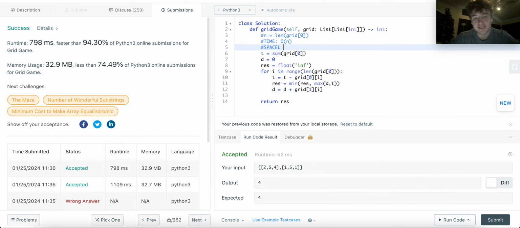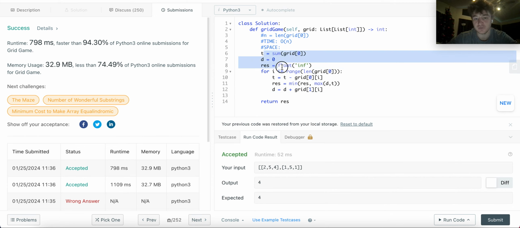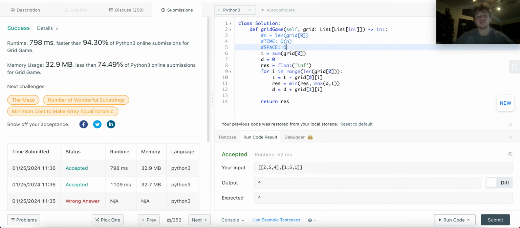For space, well, we sum up grid. We set that to a constant variable regardless of the size. Set it to res. Notice we just create these 3 variables and we update them accordingly. Okay, so that's big O of 1.